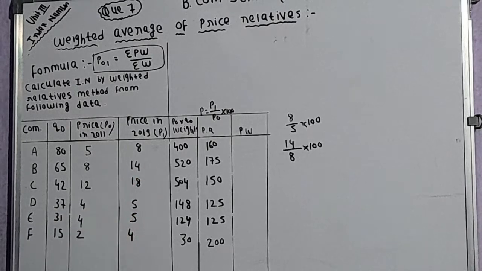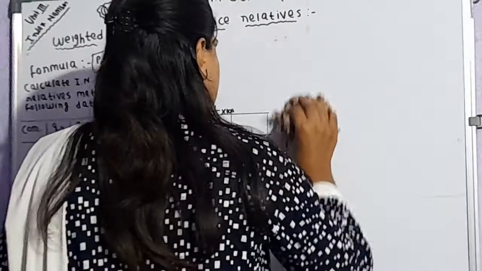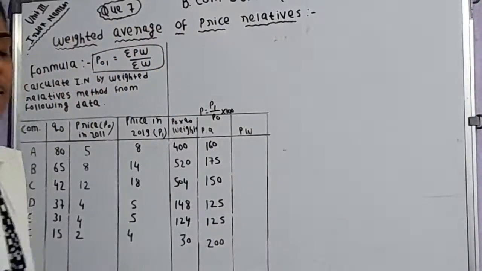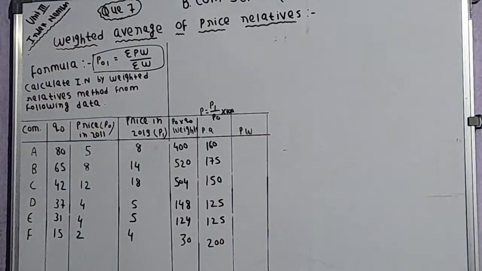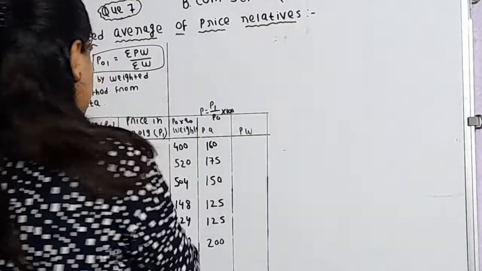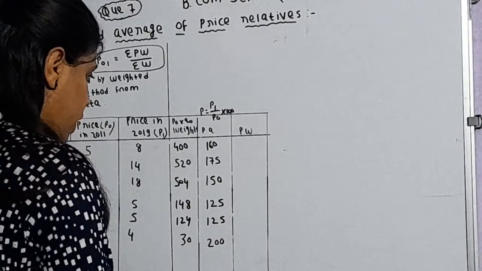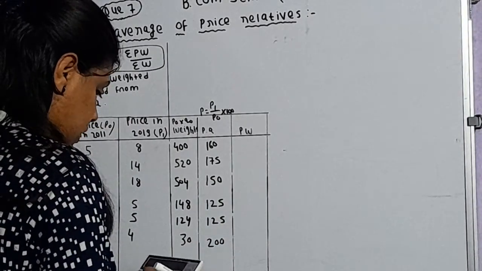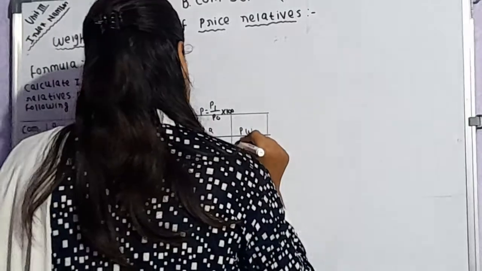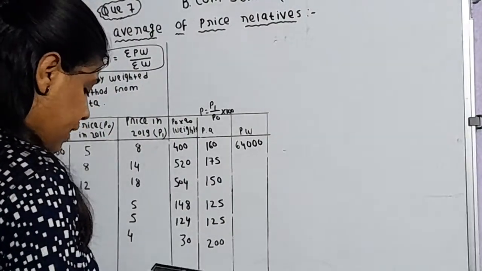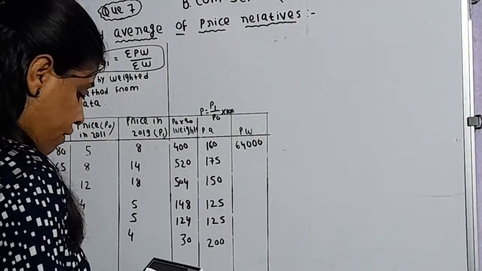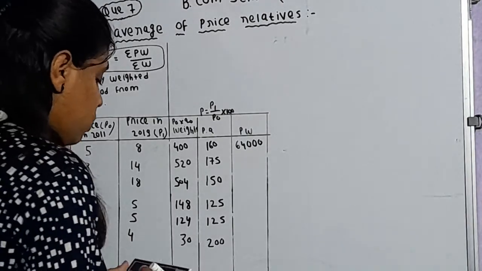After that, we have to calculate the values which need to be put under the PW column. PW means product of price relatives and weight. So for commodity A, PW is going to be 400 into 160. It comes to 64,000. After that, for commodity B, it's going to be 175 into 520. It comes to 91,000.